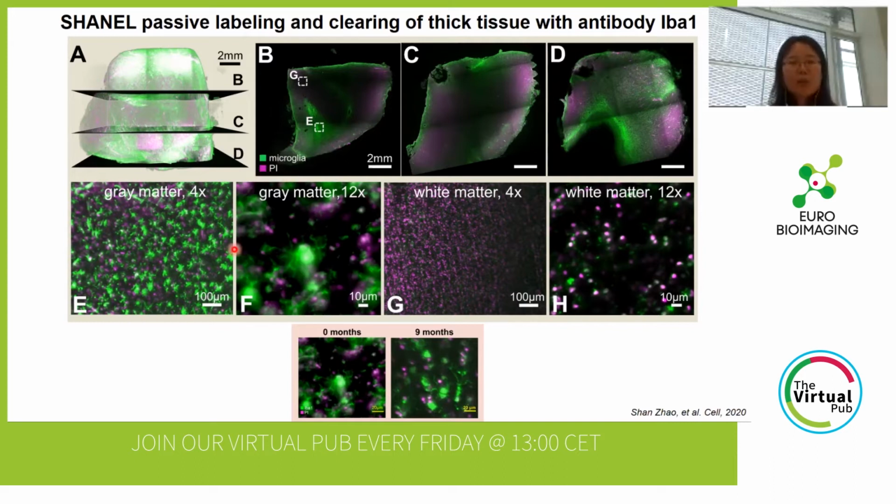And when we zoom in at high magnification, we can see that the microglia cells are larger and also more ramified in the gray matter compared to the white matter. Also, after we label this sample, the clearing is very solid, very easy to store, and very stable. After several months, you can re-image it again.